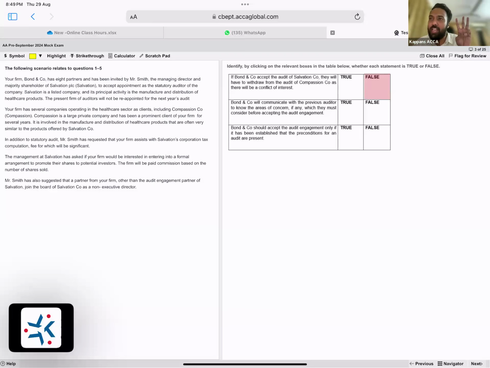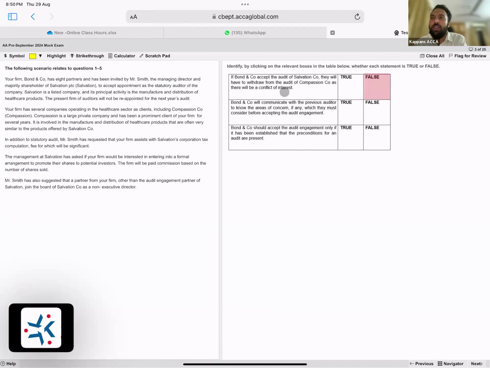Use a separate engagement team for the audit of both companies, Salvation and Compassion. Sign a confidentiality agreement with the audit team members of Salvation and Compassion. Give clear guidelines on confidentiality to the audit team members. And a senior auditor who is not involved in the audit of both companies should review whether these safeguards are followed or not. So, competing clients, the audit can be accepted with safeguards.